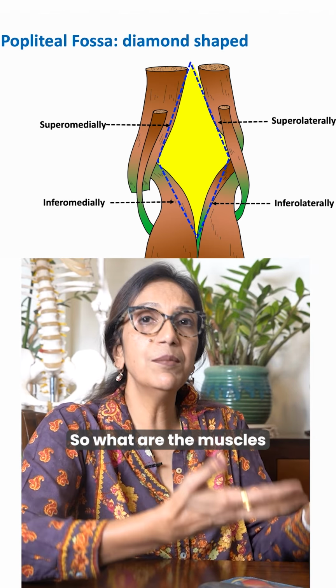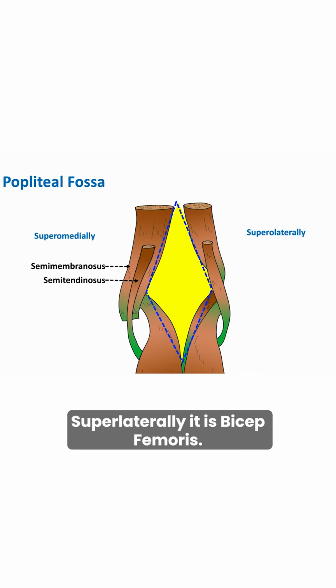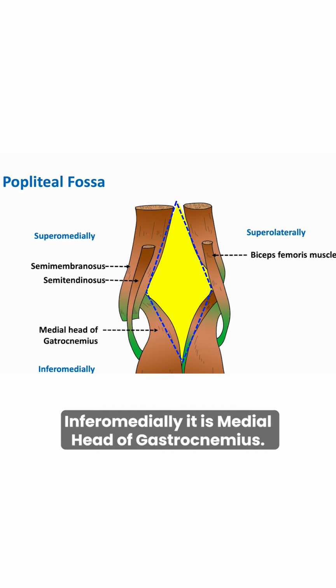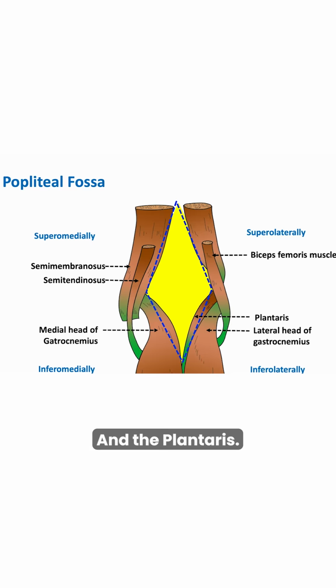So what are the muscles that are forming these boundaries? Superomedially, it is semitendinosus and semimembranosus. Superolaterally, it is biceps femoris. Inferomedially, it is medial head of gastrocnemius. Inferolaterally, it is lateral head of gastrocnemius and the plantaris.